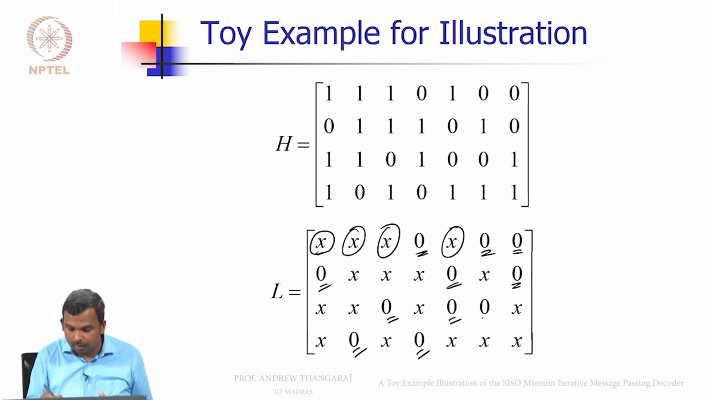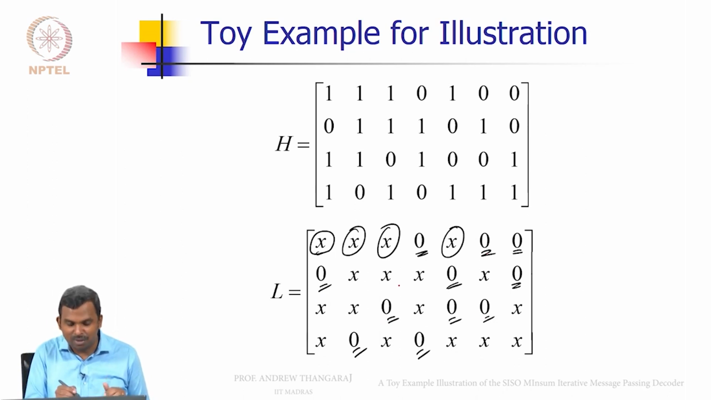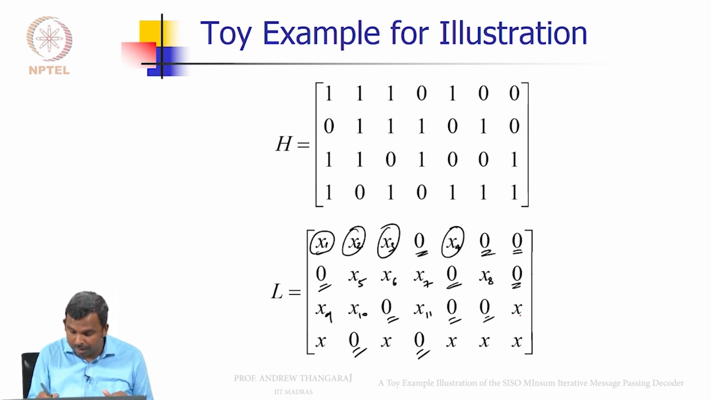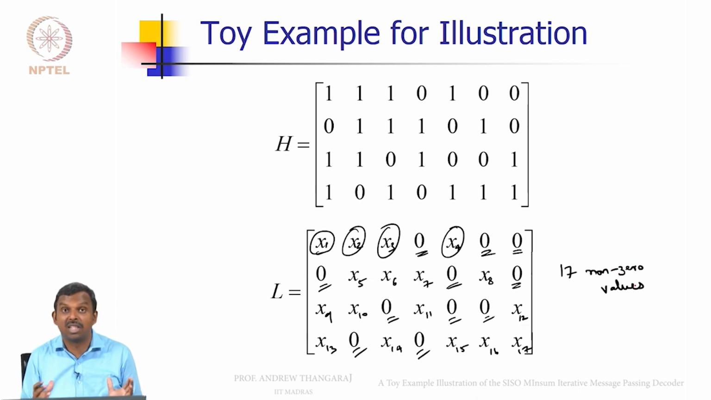Okay. So, I have shown the same value x here just for convenience. I should have actually put x1, x2, x3, x4, x5, x6, x7, x8. So, this value will keep changing. Every value might be something else, it will keep changing with iterations. Just for convenience I have shown just one value. So, there are 17 non-zero values in this 2-dimensional matrix.